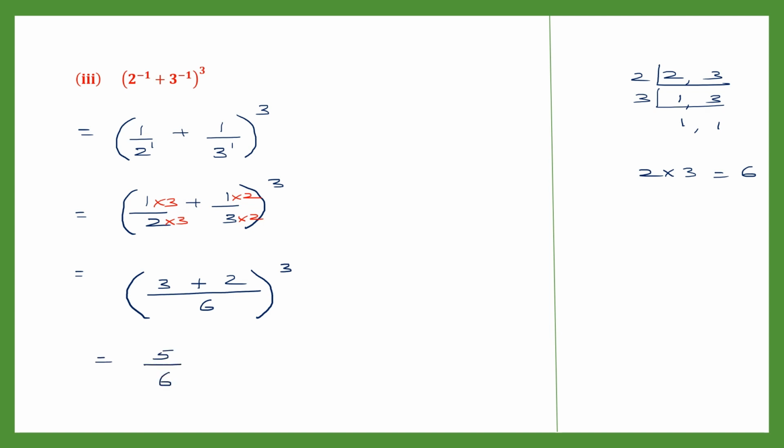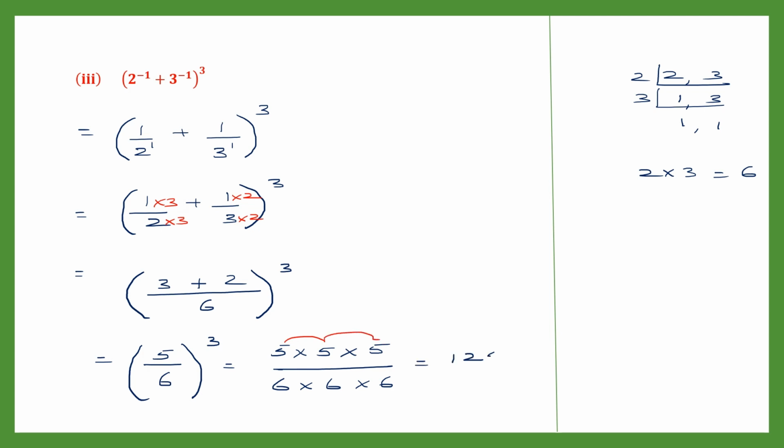5 by 6, this whole thing is raised to the power of 3. That means we have to multiply 5 3 times. 5 into 5 into 5. And we have to multiply 6 also 3 times. 6 into 6 into 6. So first 5 fives are 25. 25 fives are 125 by, now let's multiply these. So here it will be 6 into 6 is 36. 36 into 6 is 216. So our final answer here is 125 divided by 216.